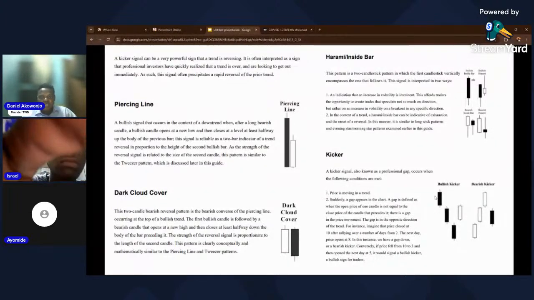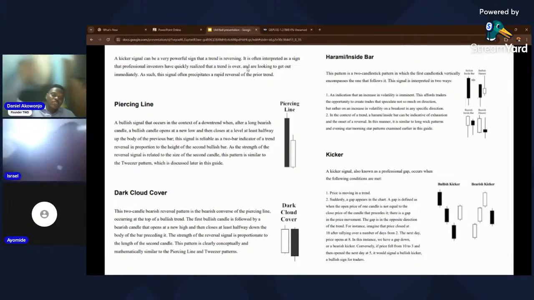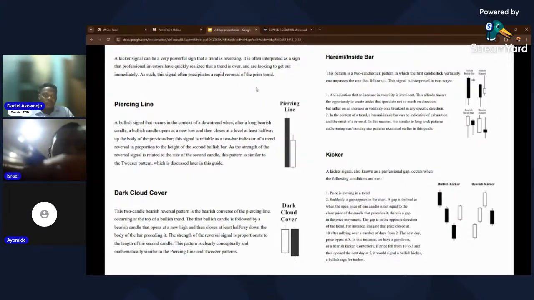If it's going to be bullish, that means after price has been dropping, after there's a bearish trend, and immediately there's a gap, maybe in a resistance zone or a trend line confirmation and all things like that, you take note. It's a powerful sign that the trend is reversing, often interpreted as a sign that professional investors have quickly realized that a trend is over. It means the downward trend is over, and the new trend is about to start. Okay? Does that make sense, guys? Yes.